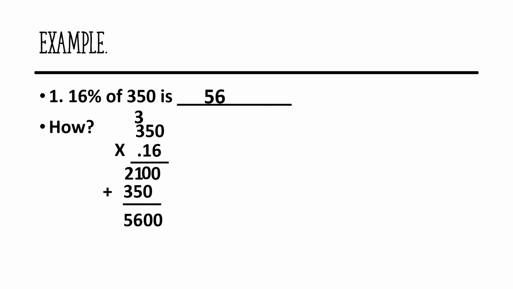Alright, so since our multiplier is 0.16, we have two decimal places to move from the right to the left. So the final answer is 56 since we moved two decimal places from the right to the left. So we have 56.